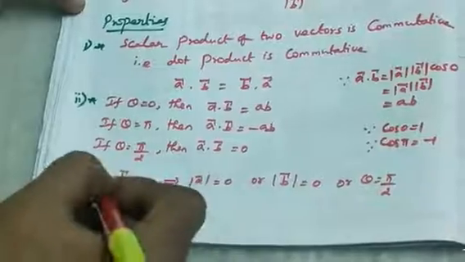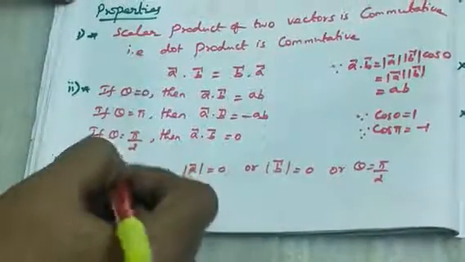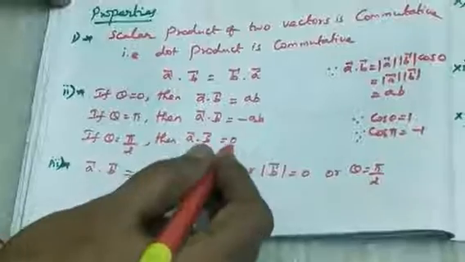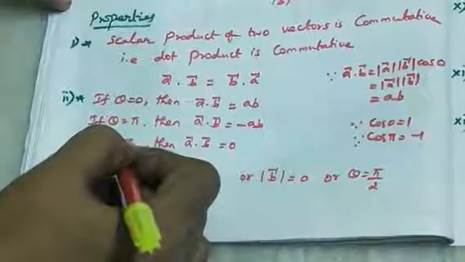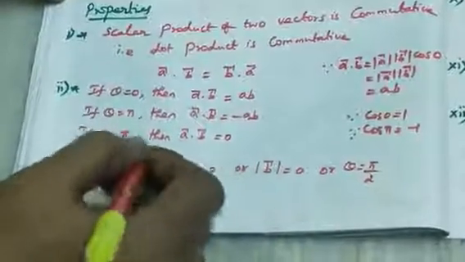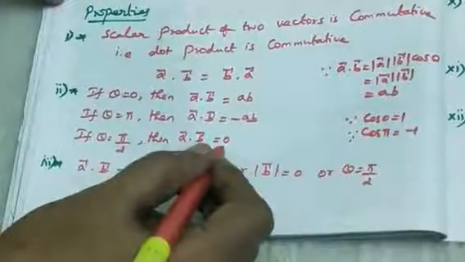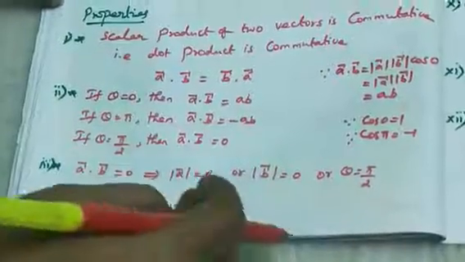Then, if a vector dot b vector is equal to 0, the dot product is 0, which means the angle between the two vectors is pi by 2. That is, the two vectors are perpendicular to each other. So if a vector dot b vector is equal to 0, then the two vectors are perpendicular to each other.